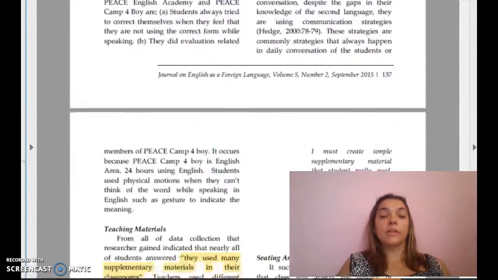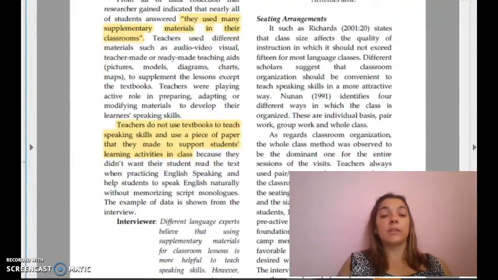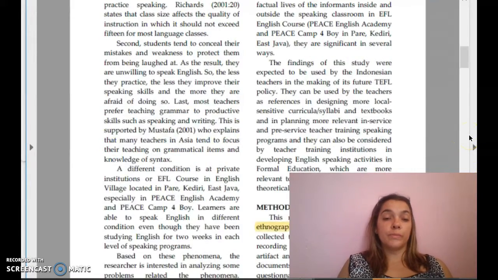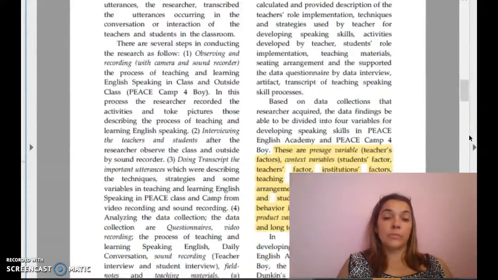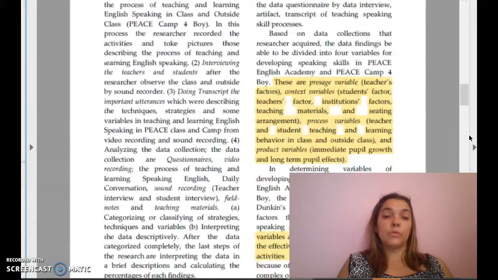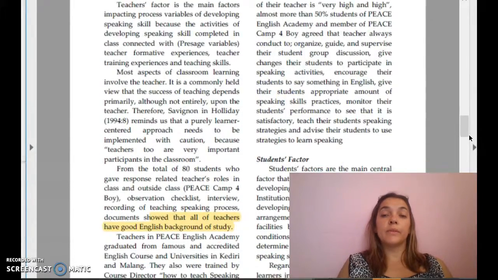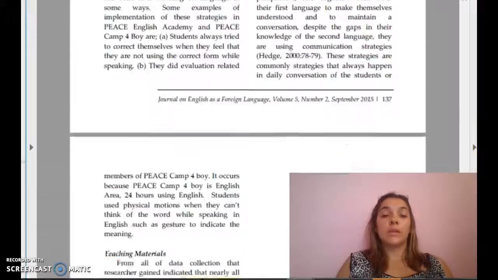So I think it's clear that for this article they use the ethnography methodology to find the conclusions and interpret the data.